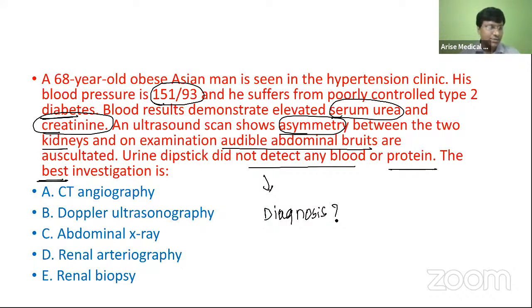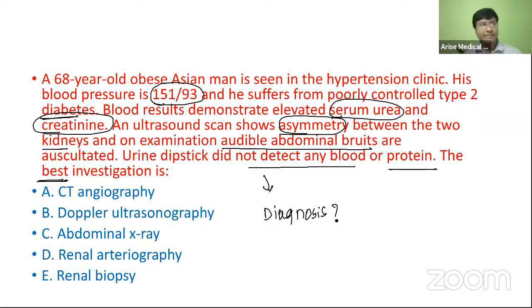Chronic kidney disease? No. I did not get the... Achha, Gangula Akanksha, you have to select only one answer. It is not either D or A. You select either D or A and tell me, then I will tell you whether you are correct or wrong. So please tell me the diagnosis, any one of you?